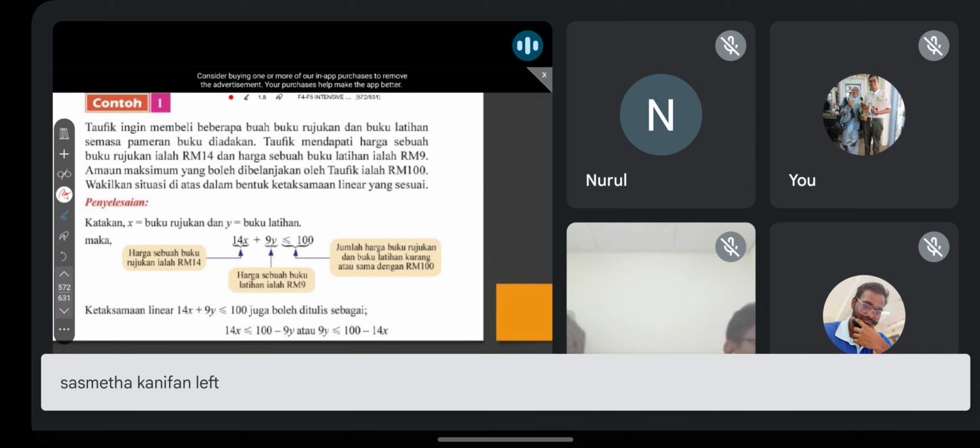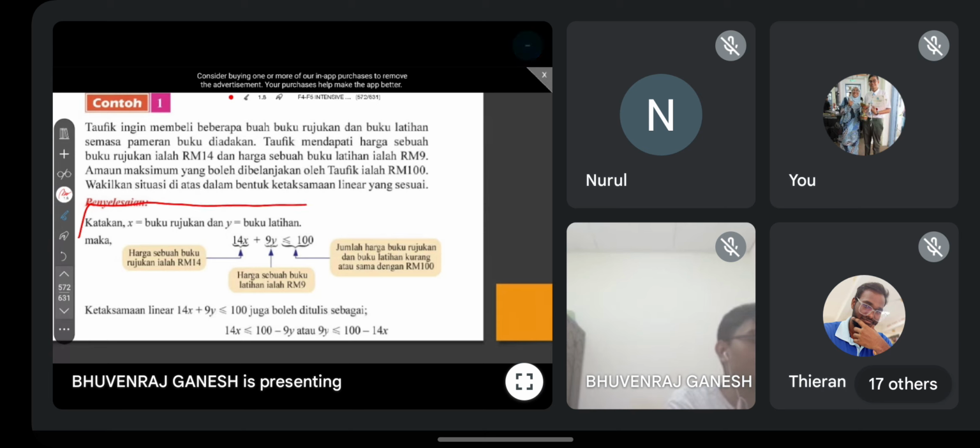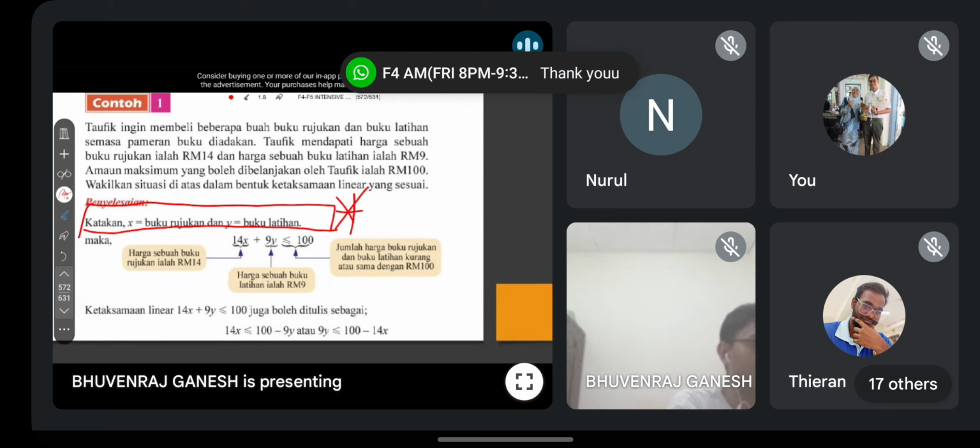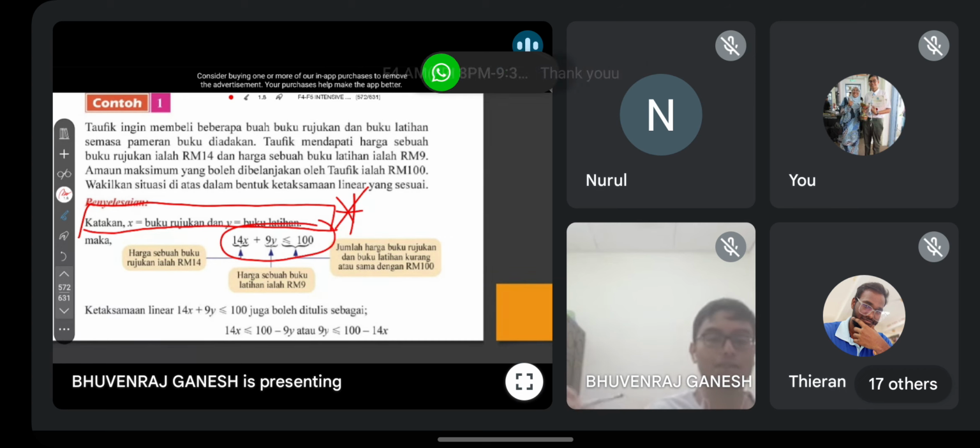So you just use your assumption. Guys, make sure you write this assumption in your exam, because then only the examiner will know what you are assuming. Don't just put it straight away, because they can ask you what is your x, what is your y. So make sure you put the assumption, then there should be no problem.